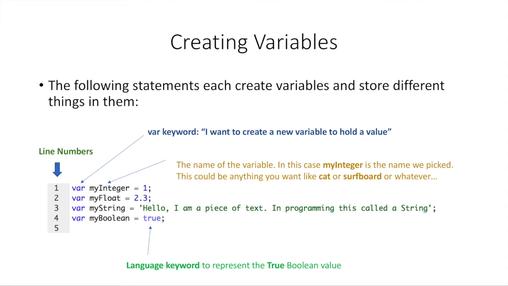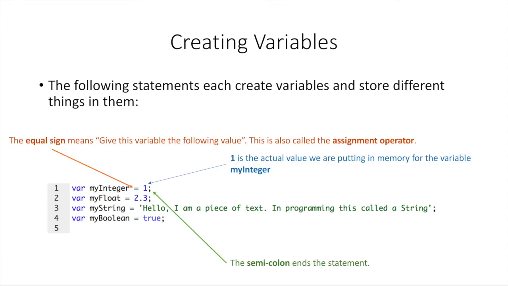Let's break it down even a little further. So the var keyword again says I want to create a new variable to hold a value. The name of the variable follows this, my integer, but we could call it anything, cat, surfboard, whatever you want to call it. And then there are language keywords, and they get highlighted in blue or purple in this particular environment. Like if you're using repl.it, that website, the keywords will get highlighted and some of the things will get highlighted different colors. This is just to make it so that you can see more easily, and when you get used to seeing the colors, it actually helps speed up how fast you can read the code and understand what's going on.